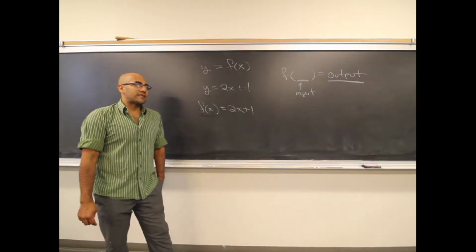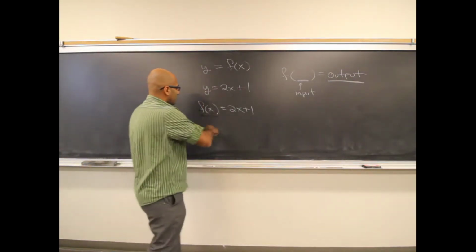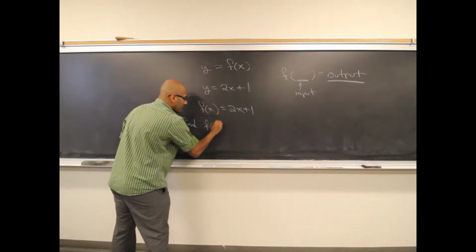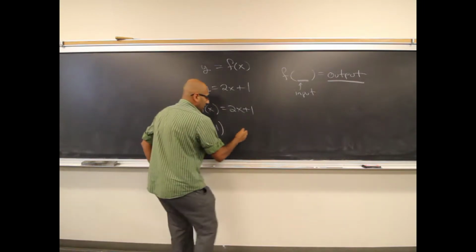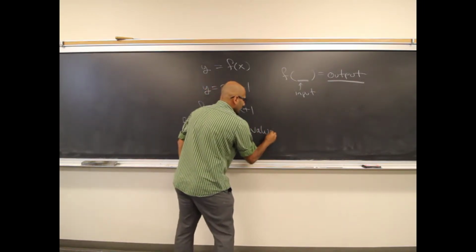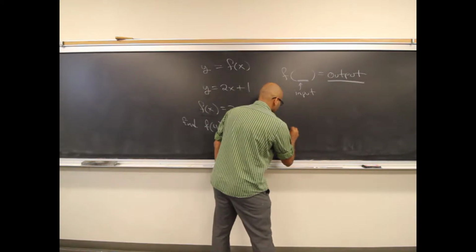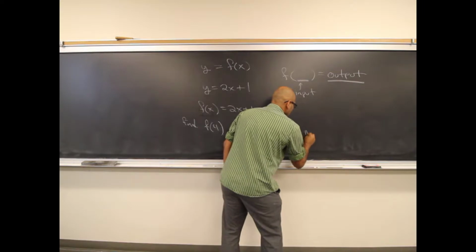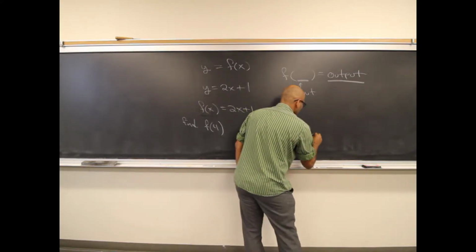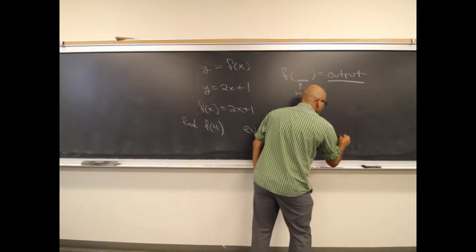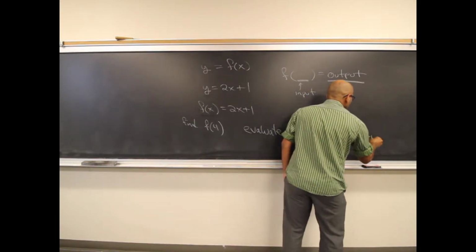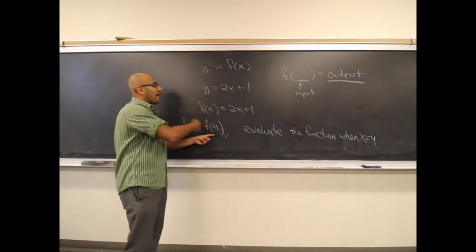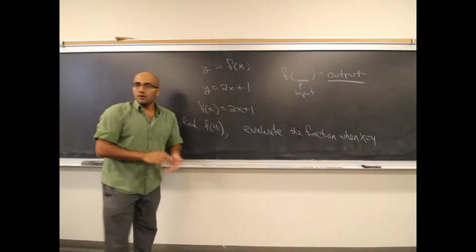To find f of 4, we say we evaluate the function at 4. So if we wanted to find f of 4, this means evaluate the function when x equals 4. That's what this means. Find f of 4 means evaluate the function when x equals 4.